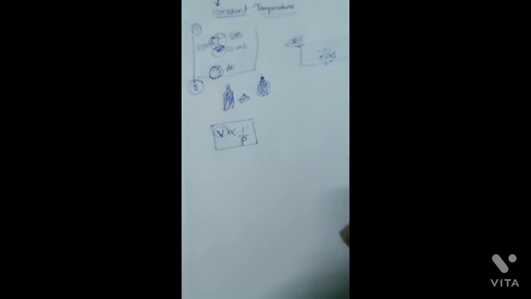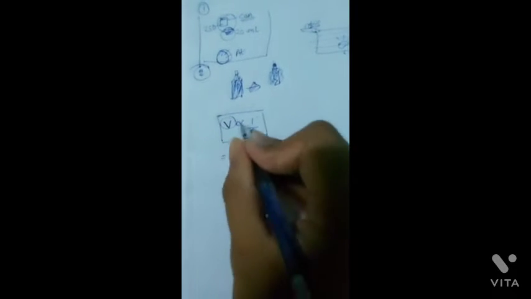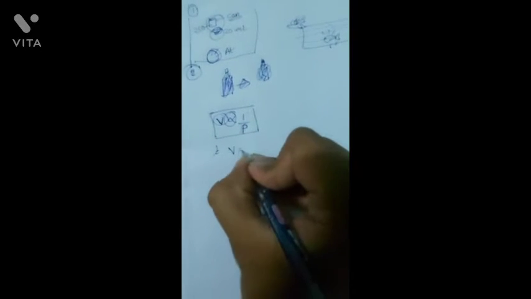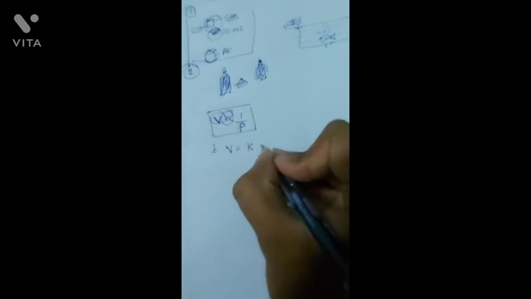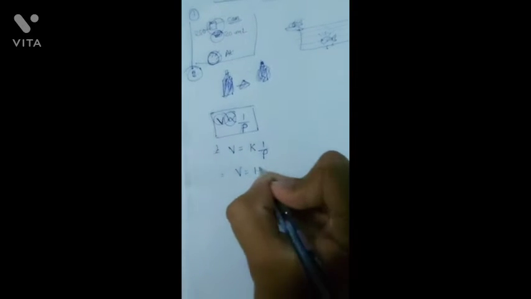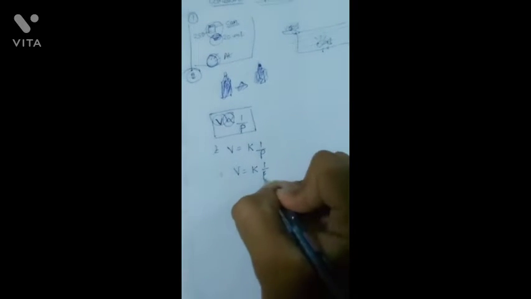Understood? Now, if we want to remove the proportionality sign, we have to bring in a constant. Suppose we bring in a constant k, and with 1 by P, it becomes V equals k times 1 by P.